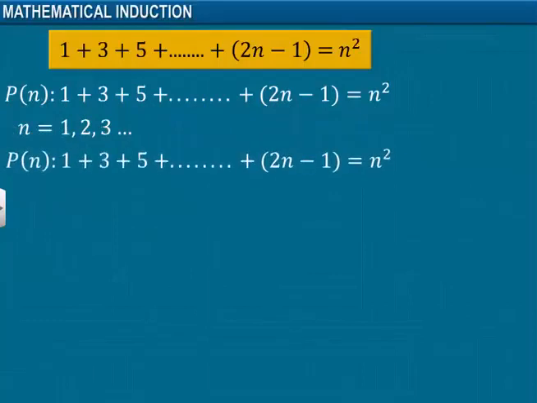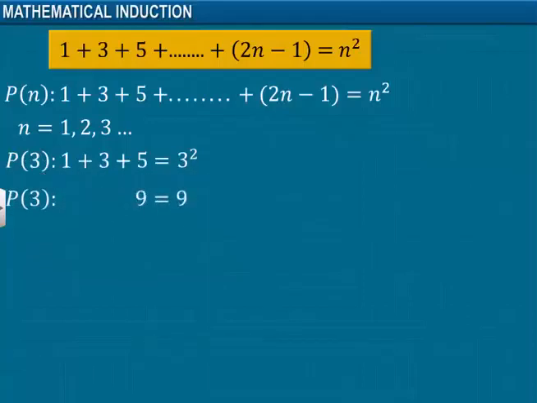Next, consider n equal to 3. That is, the first 3 odd positive integers, 1, 3 and 5. The sum of the integers is 9, which is equal to the square of the number of terms. Thus, P of n is true for n equal to 3.